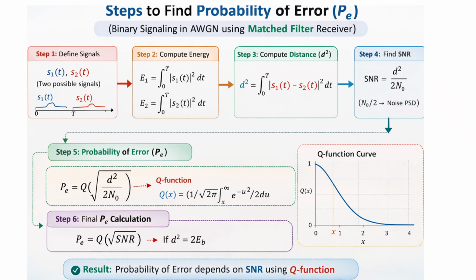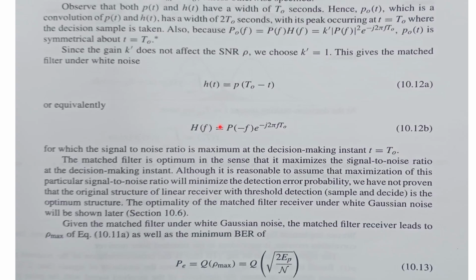So let's find the probability of error. So h of t, again in the time domain, is p of t naught minus t, and similarly in the frequency domain, your H of f is equal to P of minus f times exponential of minus j omega t naught. So the probability of error is nothing but this small equation you can remember, that is Q of sigma max.